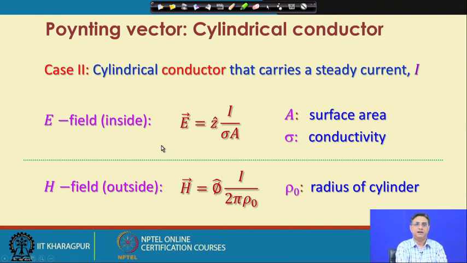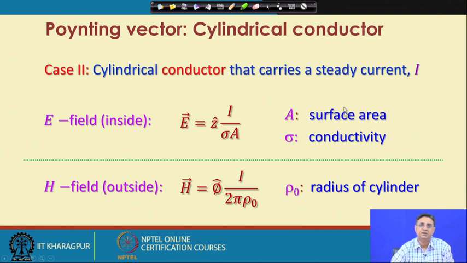Now, we will consider another interesting case where we will see the Poynting vector through a cylindrical conductor that carries a steady current I. The electric field inside this conductor is given by E equal to z cap I by sigma A. This is because of Ohm's law: J into sigma is equal to E. So, sigma into E is equal to z into J.